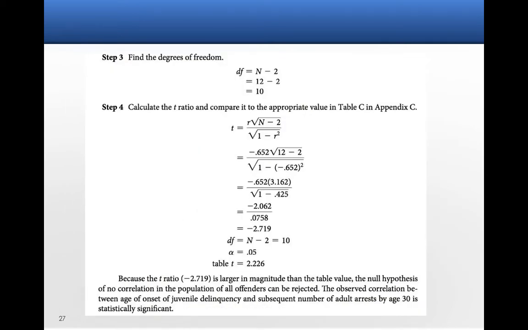Okay, now we've got our degrees of freedom. Now we're going to put that R into this formula to calculate a T ratio. Okay, the T ratio is negative 2.719. Okay, so that's in the table, it's 2.226. So we can reject the null hypothesis here. So yes, it is significant. The younger someone is arrested, the more adult arrests they have, and it's a fairly strong relationship.